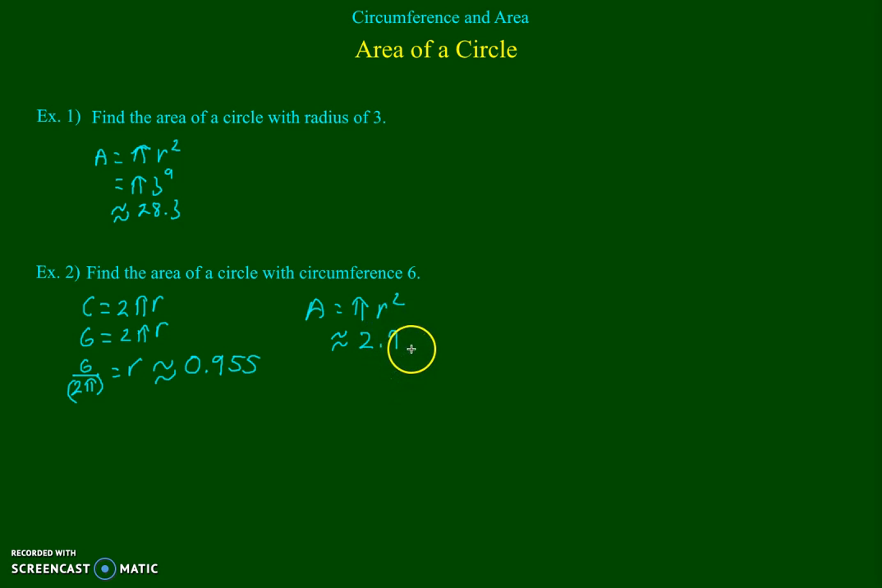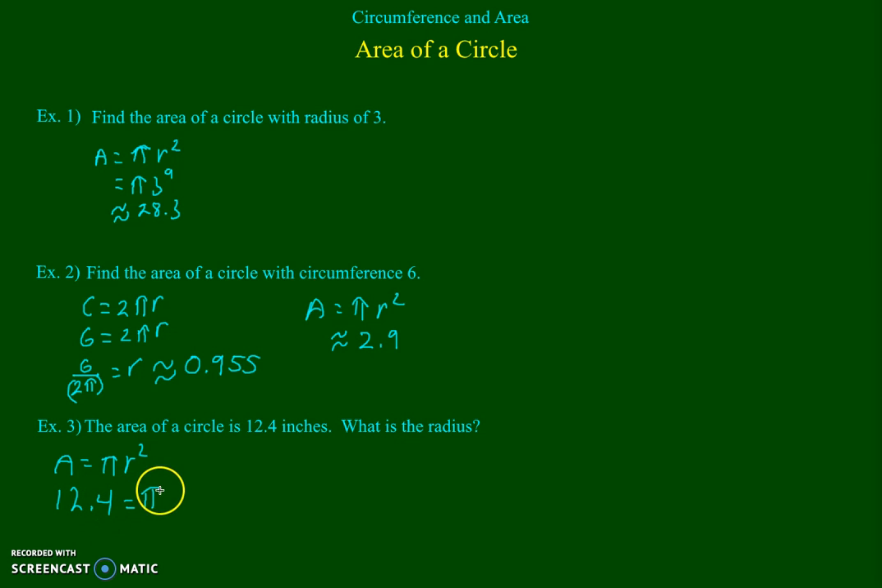All right, and one final example. In this problem, we're given the area is 12.4 inches squared. We want to find the radius. So area equals pi r squared. 12.4 equals pi r squared. We're going to divide by pi. So that's 12.4 divided by pi equals r squared. To solve for r, we're going to take the square root of both sides.